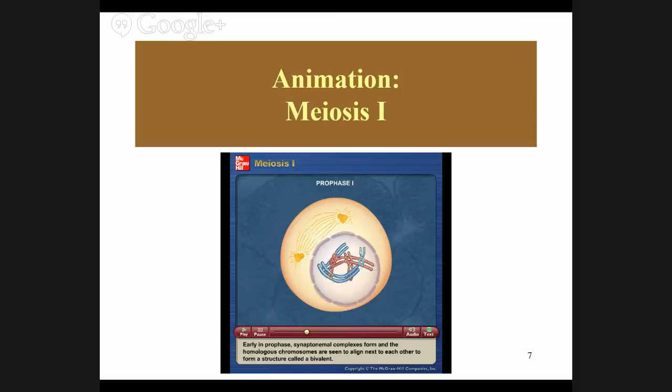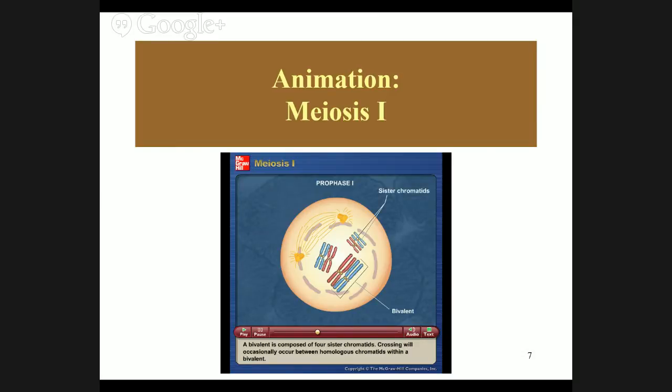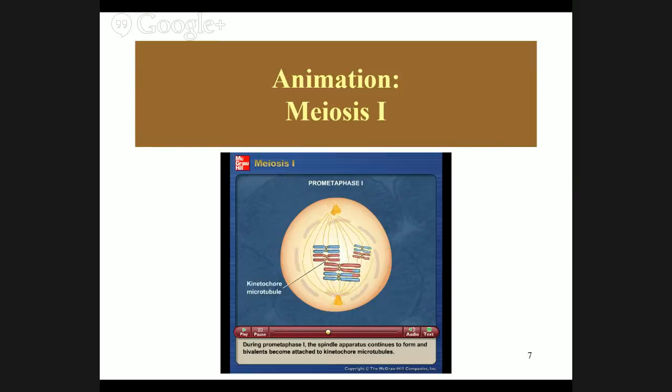Early in prophase, synaptonemal complexes form, and the homologous chromosomes are seen to align next to each other to form a structure called a bivalent. A bivalent is composed of 4 sister chromatids. Crossing over will occasionally occur between homologous chromatids within a bivalent. During prometaphase 1, the spindle apparatus continues to form, and bivalents become attached to kinetochore microtubules. One pair of sister chromatids is connected via kinetochore microtubules to one pole, while the homologous pair of sister chromatids is connected to the opposite pole. The complete assembly of the spindle apparatus occurs during prometaphase 1.